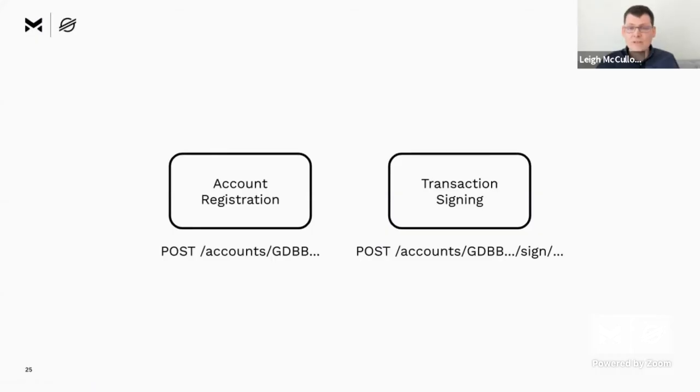So SEP-30 defines an API that a server implements and that a client consumes. That API includes two endpoints, one to register accounts and another to request signatures for transactions for that account.